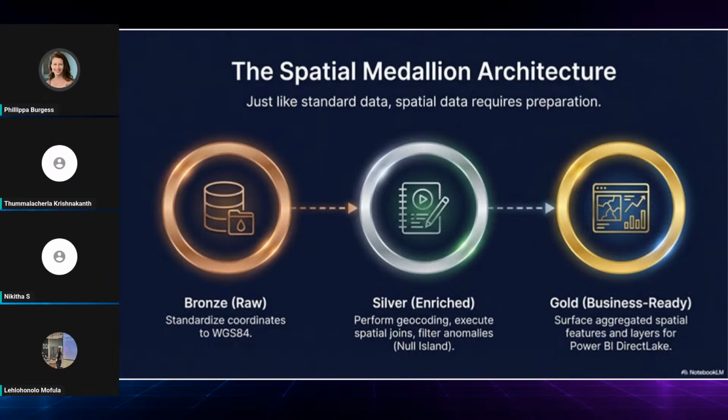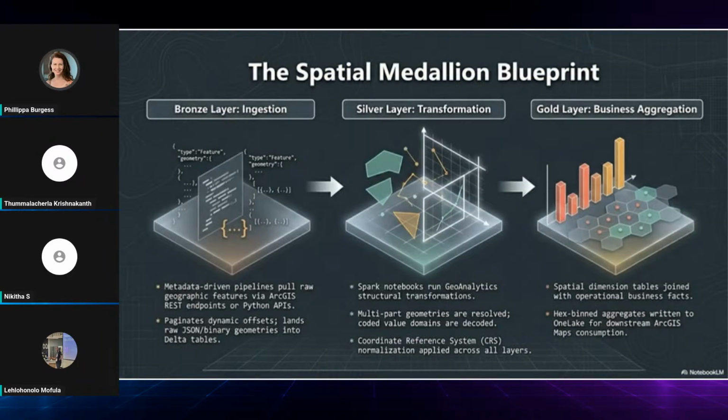And then your silver layer, you're going to enrich that data. So perform geocoding, execute spatial joins, filter anomalies, null island. And then gold is your business ready. So surface aggregated spatial features and layers for Power BI directly. And so with that, your bronze is that ingestion, that silver layer is transformation, and the gold layer becomes business aggregation.